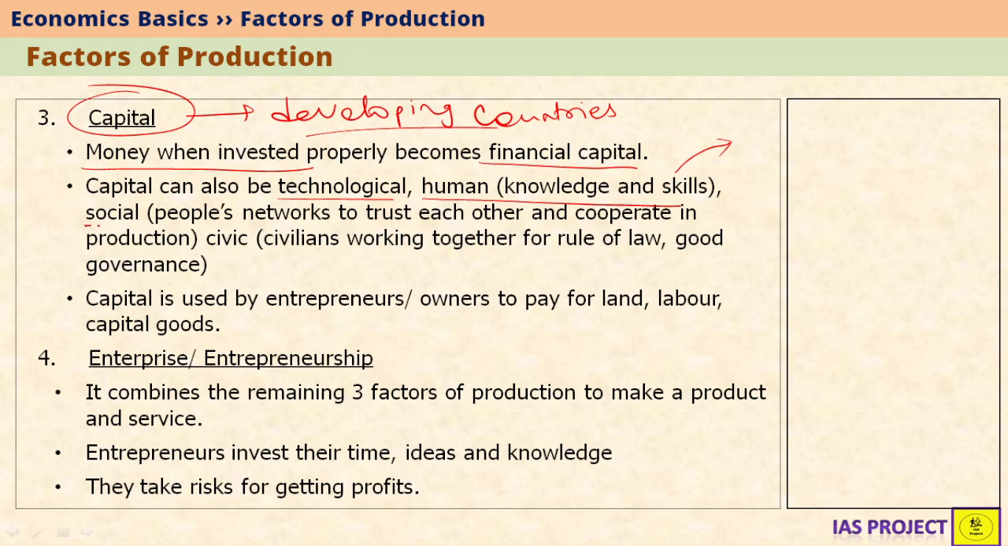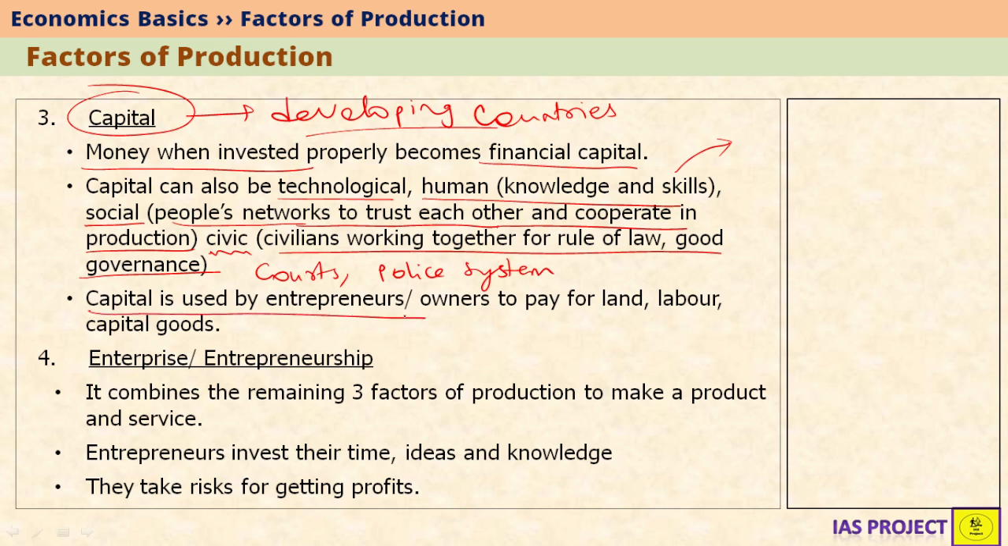Capital can be social capital also. Social capital simply means people's networks with each other so that they can mutually trust each other and cooperate in the production activity, that is for production of goods and services. Capital can be civic capital also. Civic capital simply means people working together for rule of law and good governance. For example, courts and the police system are examples of civic capital of any country.